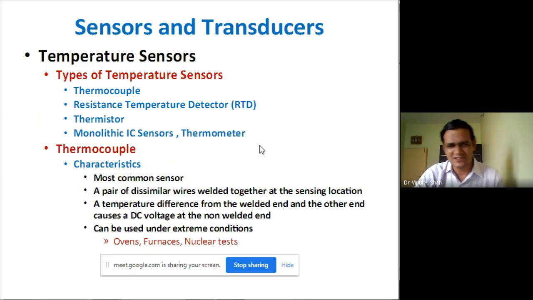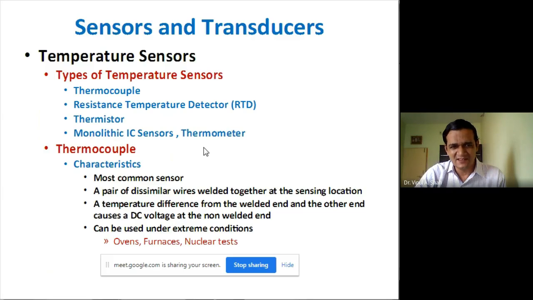Human body temperature is normally measured by a thermometer, which may be an analog thermometer or digital thermometer, or it may use a thermistor in it, and then we can utilize that thermistor based application for our human body temperature measurement. We can use the monolithic IC sensors. Ready-made ICs are also available, and we can measure the human body temperature. Thermocouple and RTD are for higher temperature measurements.